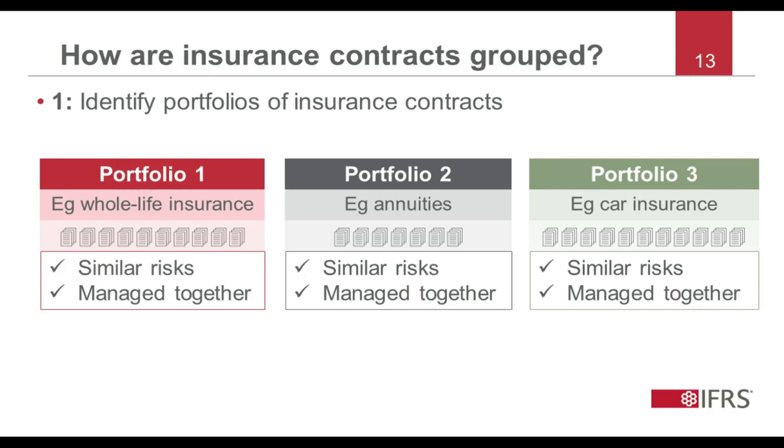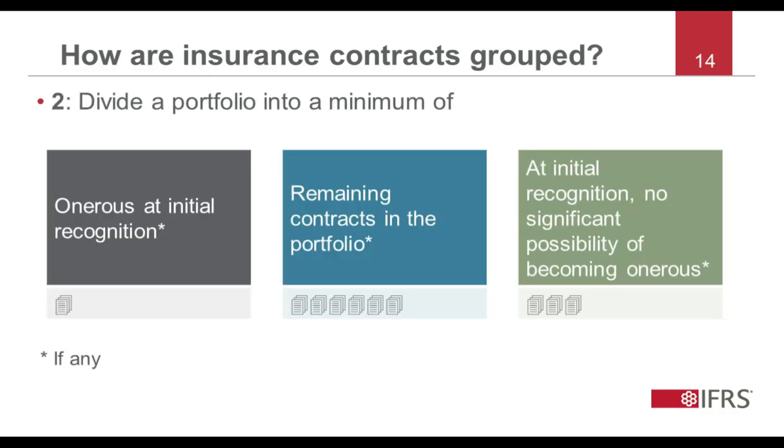In this example, each line of business is its own portfolio. Portfolio 1, whole life insurance, Portfolio 2, annuities, and Portfolio 3, car insurance. The entity will need to exercise judgment to determine each portfolio. The entity will then need to assess whether the portfolio should be divided further into groups.